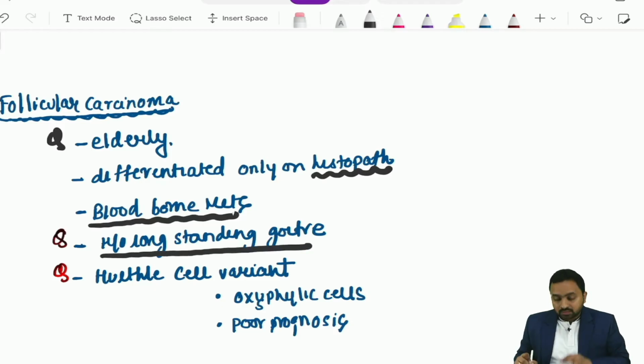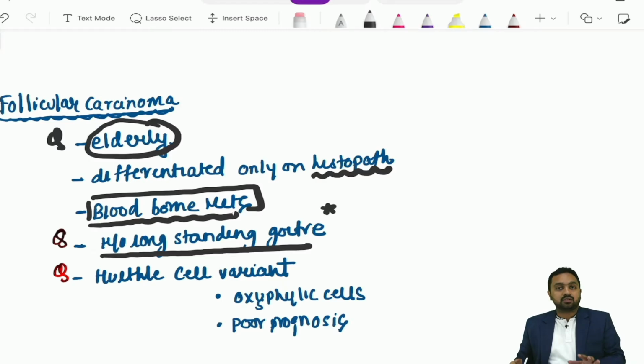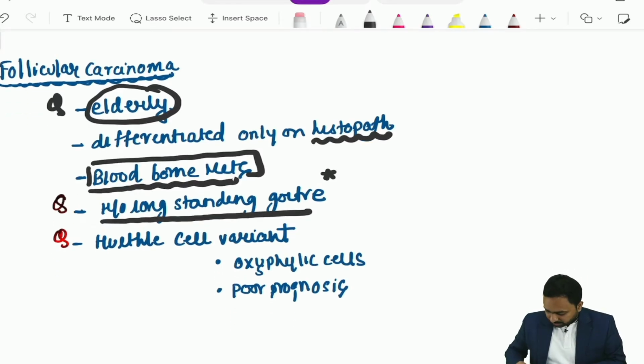long-standing goiter. Now these are a few clinical points which will help you to clinch your diagnosis of follicular carcinoma in your clinical scenario: an elderly patient having a blood-borne metastasis and a history of long-standing goiter. Then they have a Hurthle cell variant, which usually has a poor prognosis and has presence of oxyphilic cells.